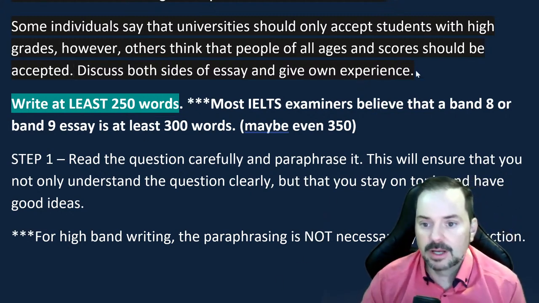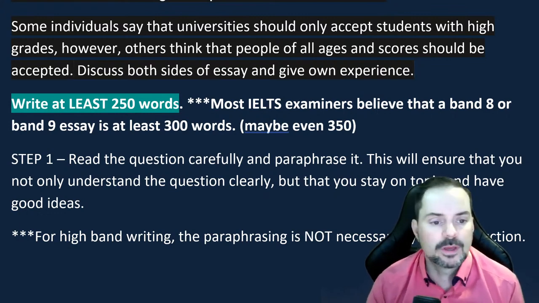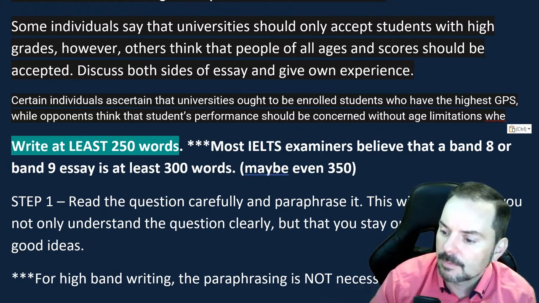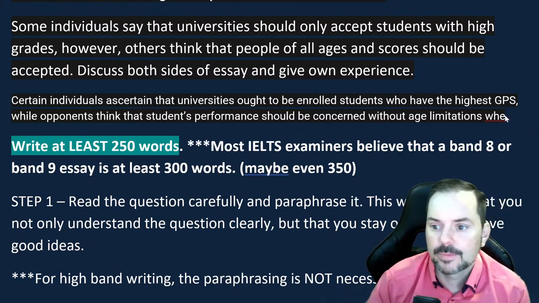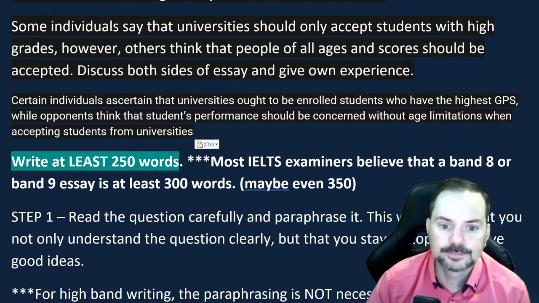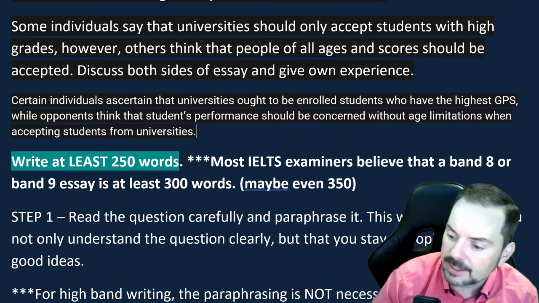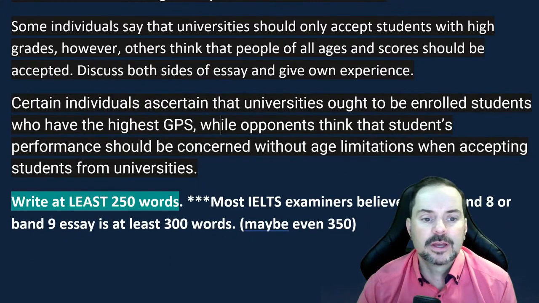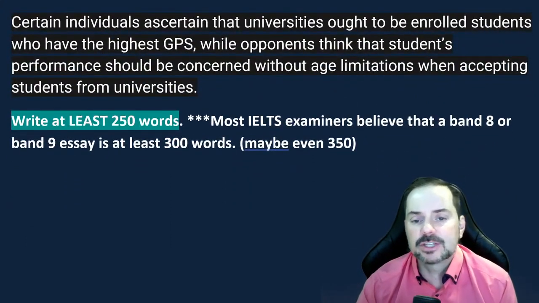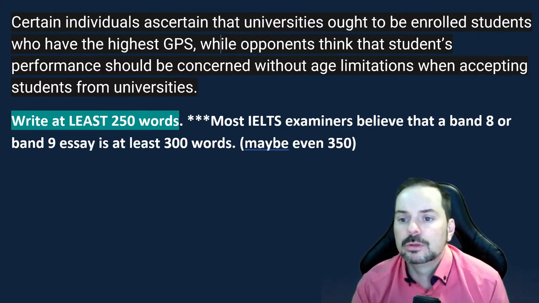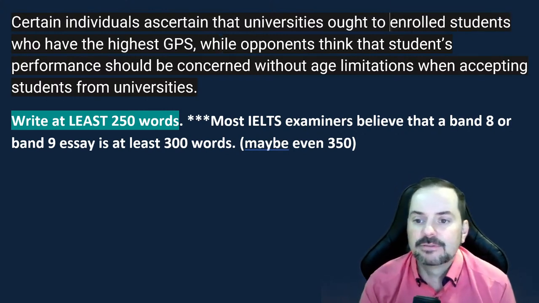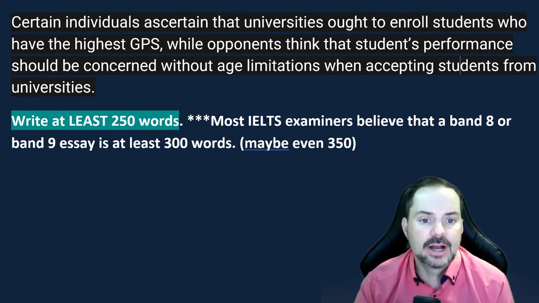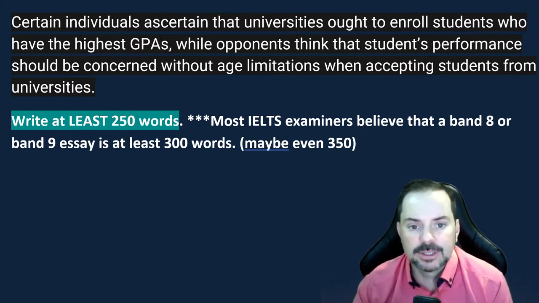Rashika, let's check this out. Okay, so here we go. This is what Rashika wrote. And I see you have an amendment there, Rashika, with the GPA. We'll take a look at that as well. Okay, so Rashika writes, certain individuals ascertain that universities ought to, it's active here, the university is active, so take out the B. Enroll students who have the highest GPAs, that was your amendment there.